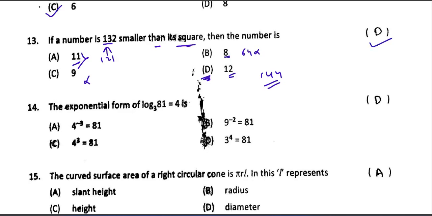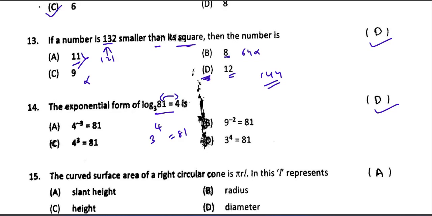Next, the exponential form of log 81 base 3 equals 4. Base here is 3, base always base. So interchange these both. 3 power 4 equals 81. Option D is the correct answer.